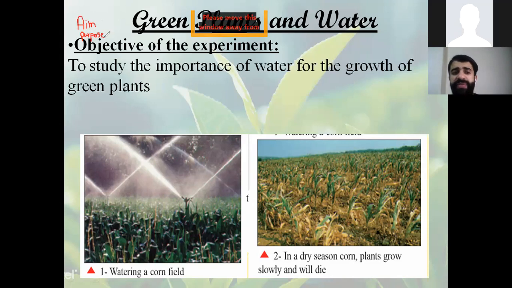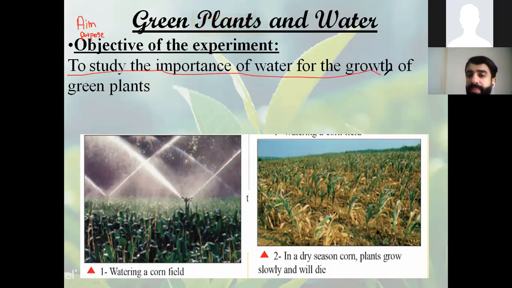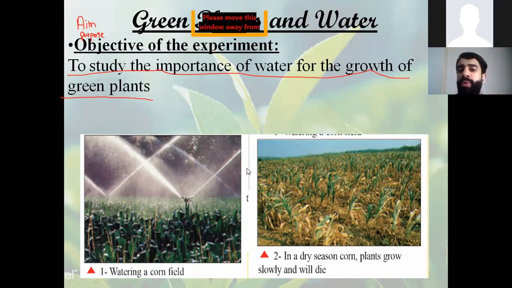So the objective of this experiment is to study the importance of water for the growth of green plants. So this is the aim or the purpose of this experiment. So why do we do this experiment? To study the importance of water for the growth of green plants.